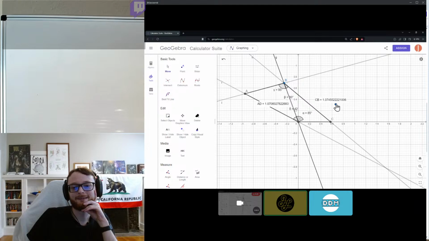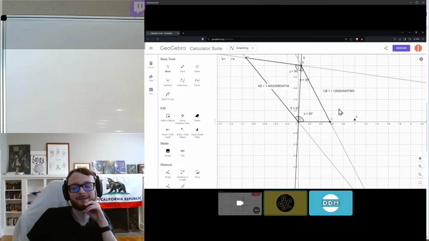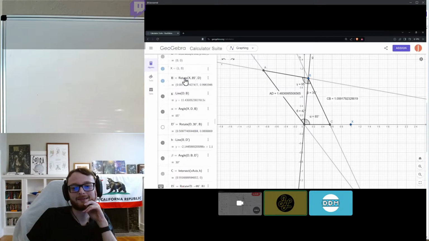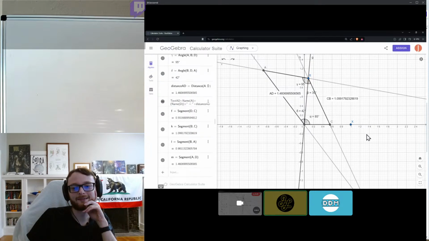So originally when I had this in here, I had this X point as being a point on the X-axis. Let me see if I can put it back to where it was. Let me see if I can get it back.